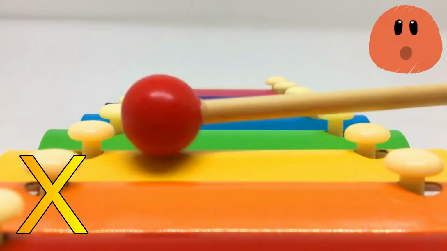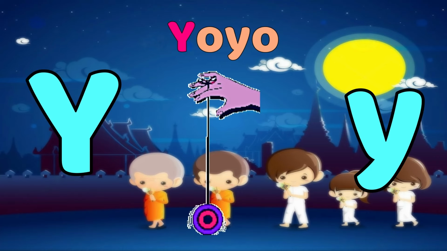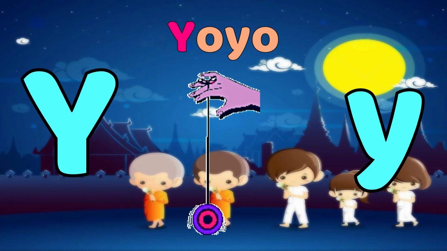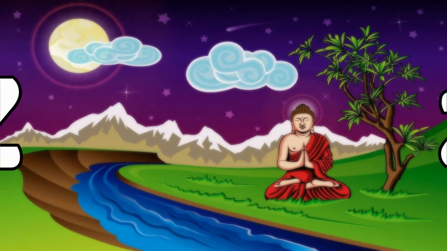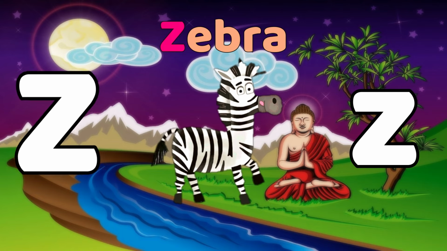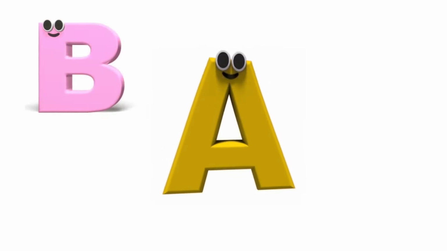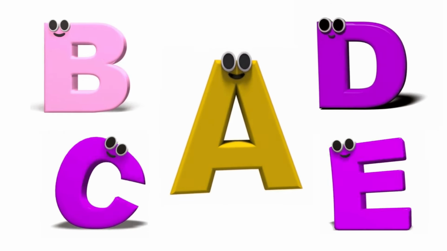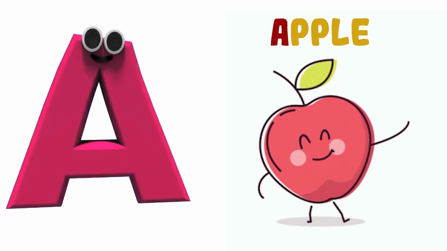Xylophone, z, z, xylophone, z, z, xylophone. X, xylophone. Y is for yo-yo, y, y, yo-yo, y, y, yo-yo. Y, yo-yo. Z is for zebra, z, z, zebra, z. Do it again. A is for apple, a, a, apple.